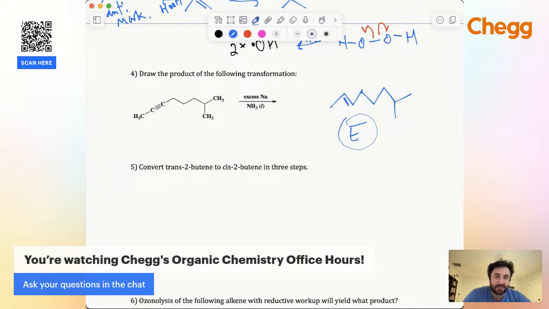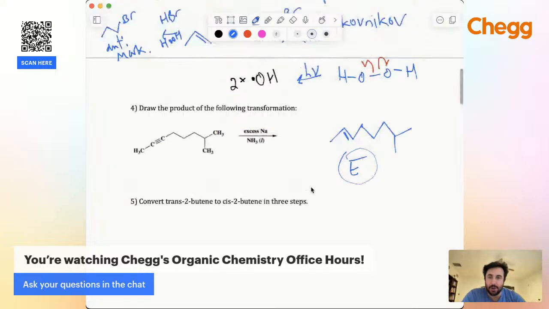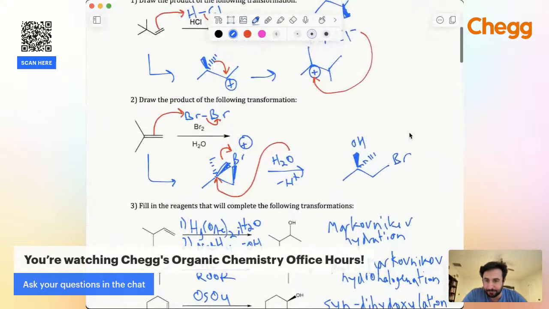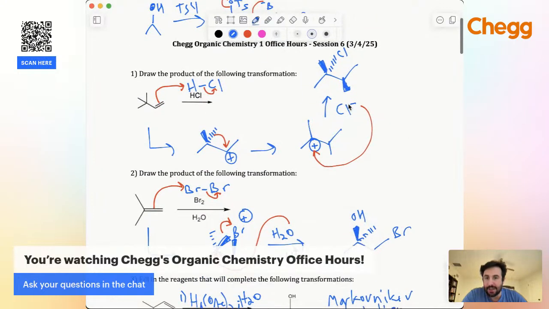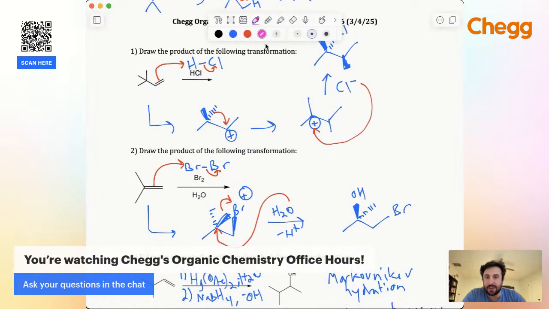Okay, Lucy asks, can you explain electrophile and nucleophile? So a nucleophile is simply a source of electron excess, and an electrophile is a source of electron deficiency, right? Electrophiles love electrons. That's from Greek. And so, for example, here we have a chloride nucleophile, and an electrophile, right?